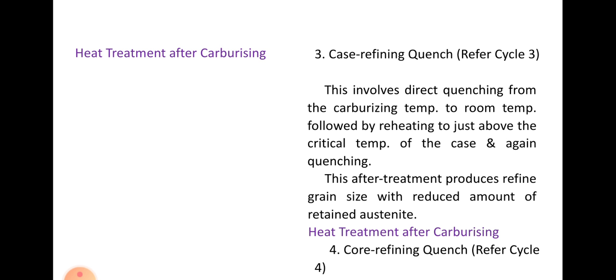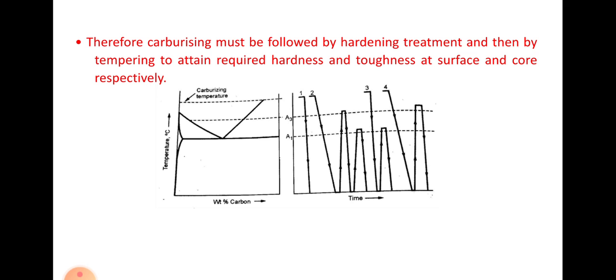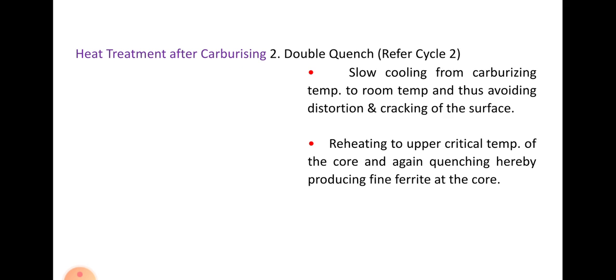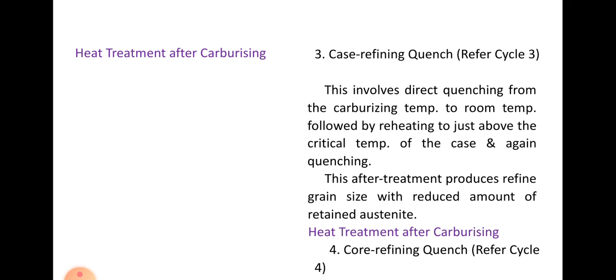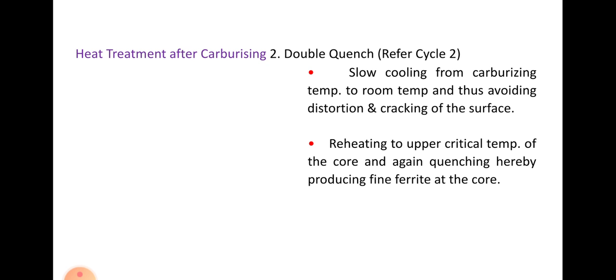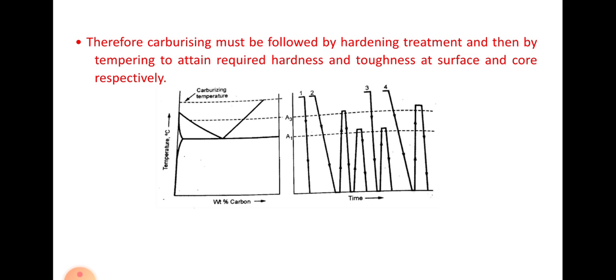Third is the case refining quench. This involves direct quenching from the carburizing temperature to room temperature, and again reheating to just above the A1 critical temperature. That is important, and it produces an amount of retained austenite. When the austenite to martensite transformation occurs, the remaining austenite is called retained austenite. So this is the third cycle.